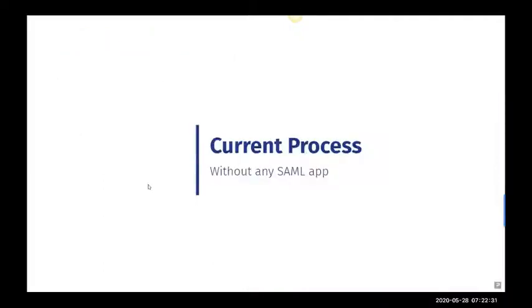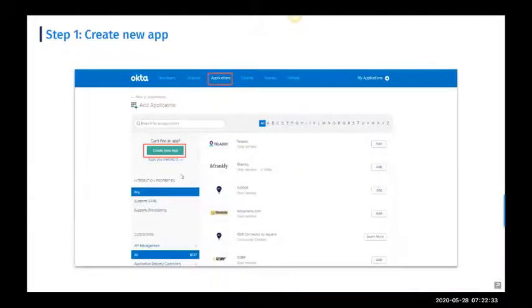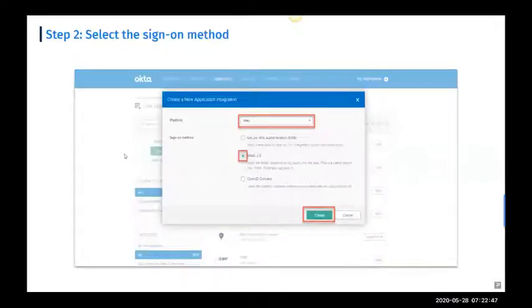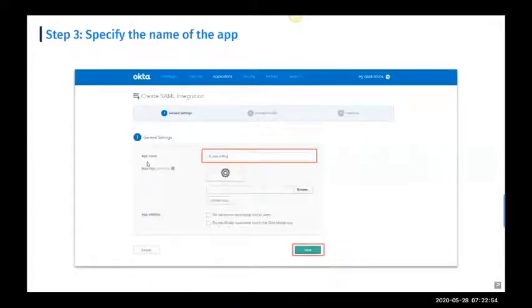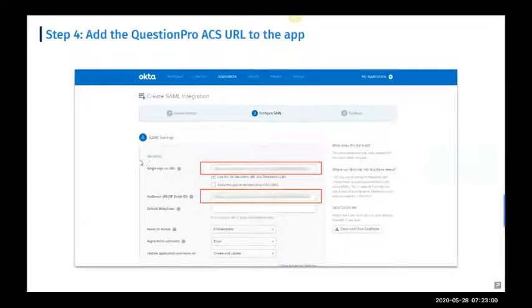Now let's go through the current process. In the current process, we have 8 mandatory steps which we require to make a successful connection between QuestionPro and IDPs like Okta. In the first step, you'll have to create a new app from scratch. In the second step, you have to select the sign-on method for that particular app. After that, you'll have to specify the name of the app and click on next. After which you'll have to grab the ACS URL from your QuestionPro account, which is the unique URL for your QuestionPro organization, and paste it under single sign-on URL and audience URL.